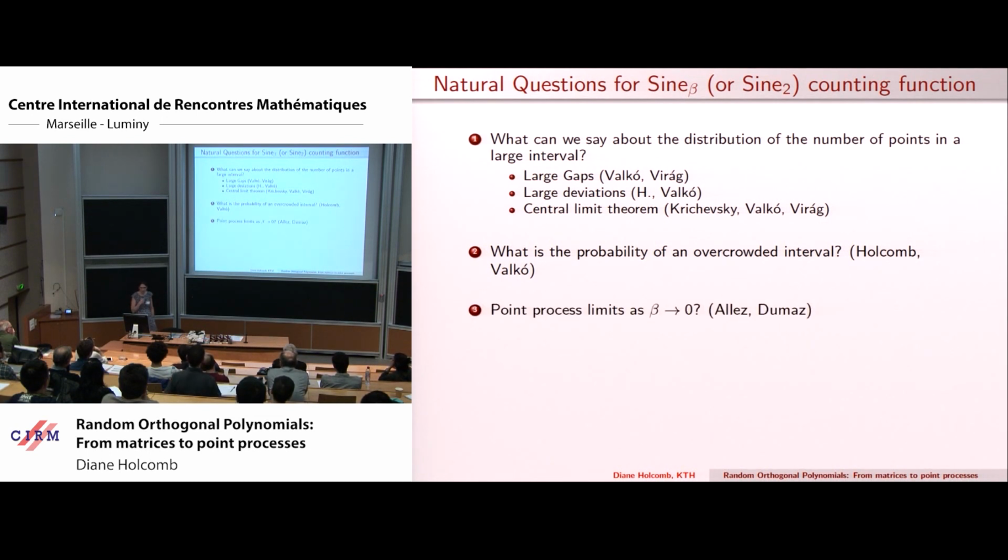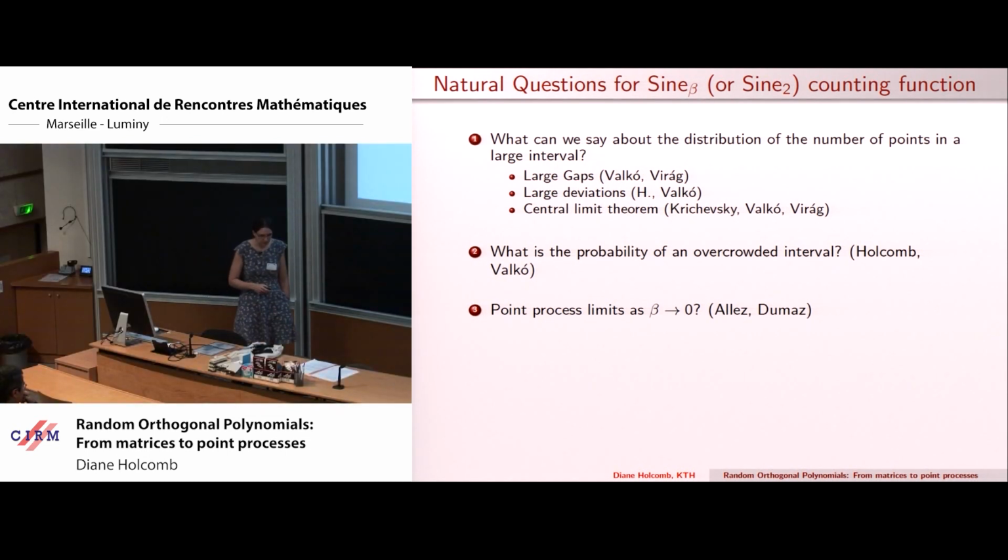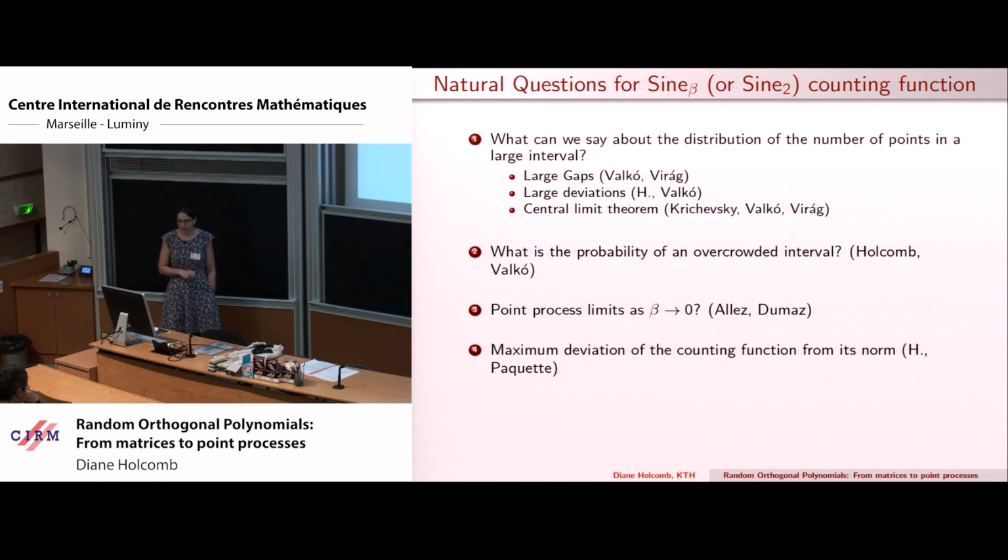So a couple other things. That's sort of number of points in a large interval type questions. There's also a question that's of interest from the physics side. If we take beta to be this inverse temperature parameter, and you take beta to 0, you should expect to see something like a Poisson process in the limit. And indeed, you can get that. And then a result that was mentioned briefly earlier today that I'll tell you a little bit more about is looking at the maximum deviation of the counting function from its norm. So this is one of these log correlated processes. And we can say a bit about that as well.